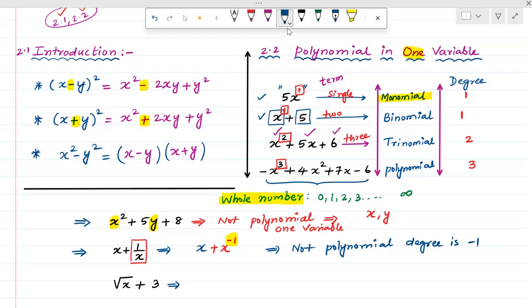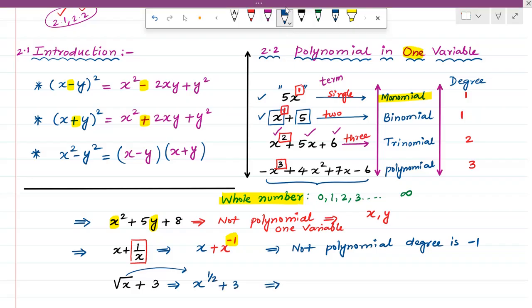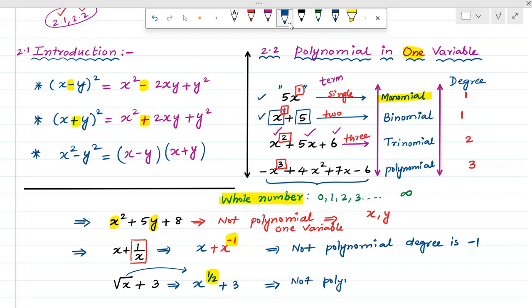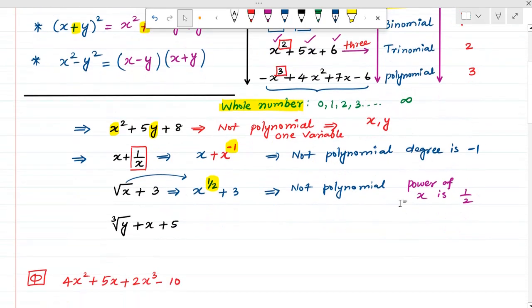Now, whereas here, what happened? If I cancel this root, it is x to the power half. Root can be written as half, plus 3. So similarly, this is not a polynomial. Why? The reason is that you have a fractional power. The reason behind this is the power of x is half. Therefore, we cannot say it is a polynomial.